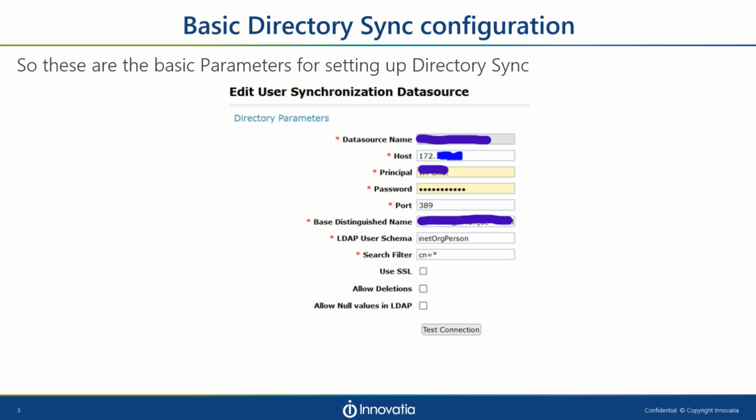Now, it's not quite accurate to say that we're going to be looking for every user within the hierarchy. And the reason for that is the last field we're going to talk about here, the base distinguished name. What this is, is a structure that will be used to describe the path or the location within the LDAP server hierarchy as to where all of your different users are actually located.